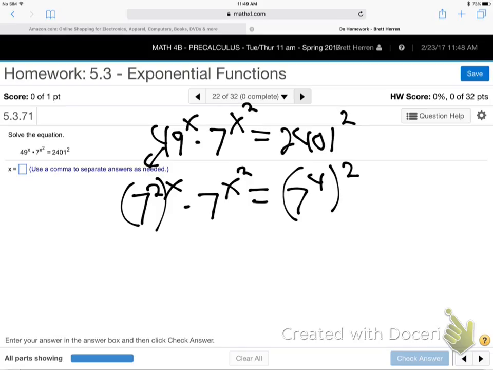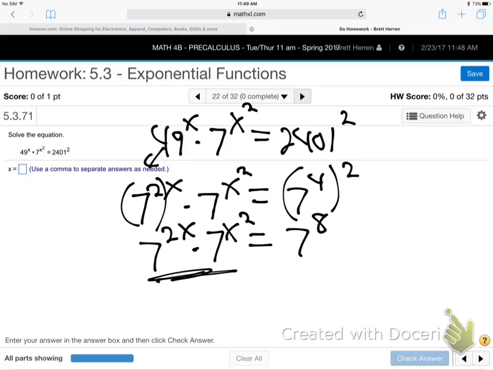And then you know from there, powers inside multiply powers outside. So that's 7 to the 2x, 7 to the x squared, 7 to the 8, right? Good so far. Now we have to combine these into a single 7. The other side's already good. How do you combine those into a single 7? What do the 2x and the x squared do? Do they multiply or add? Add. Yeah, good.